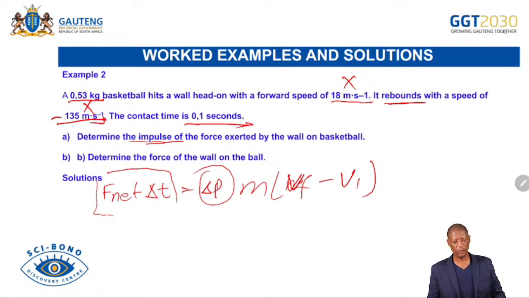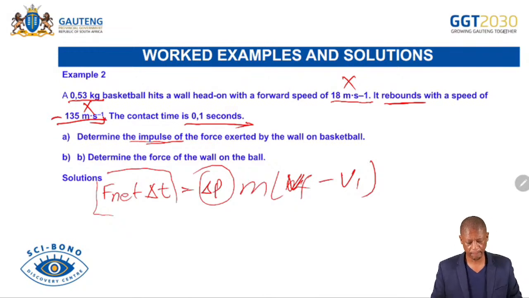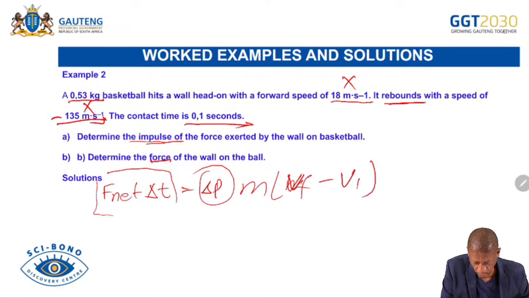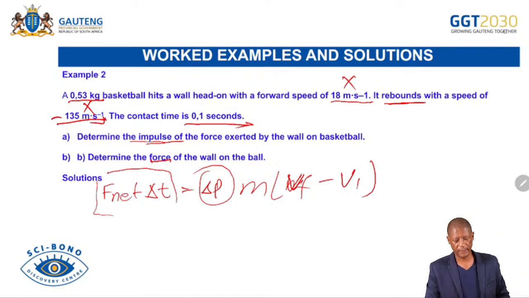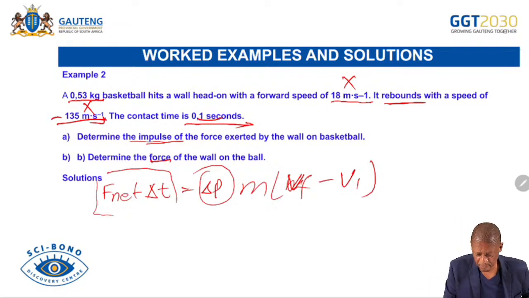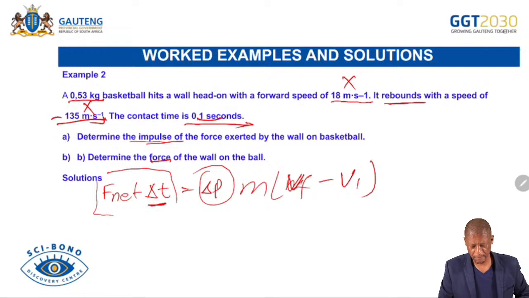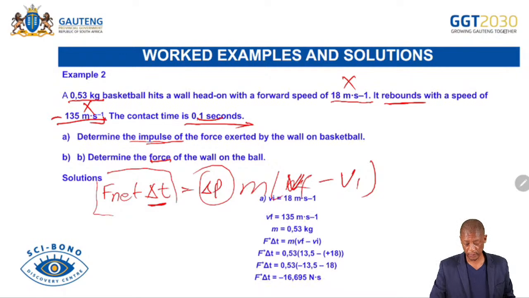Then after you have calculated the impulse, they want you to calculate what? To determine the force. Now, because they are giving you what? They gave you the time. Then you can calculate the force, because the time that you are given here can help you to calculate the force after you have calculated what? The impulse, right? So, this is what is happening.